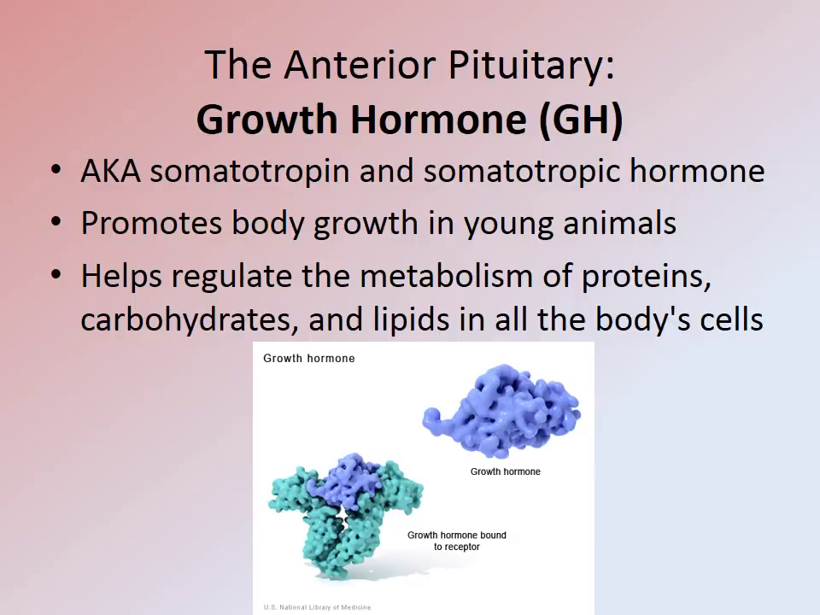So first of all, the growth hormone, which is also called somatotropin and somatotropic hormone, promotes body growth in young animals. And it helps regulate the metabolism of protein, carbohydrates, and lipids in all of the body's cells.